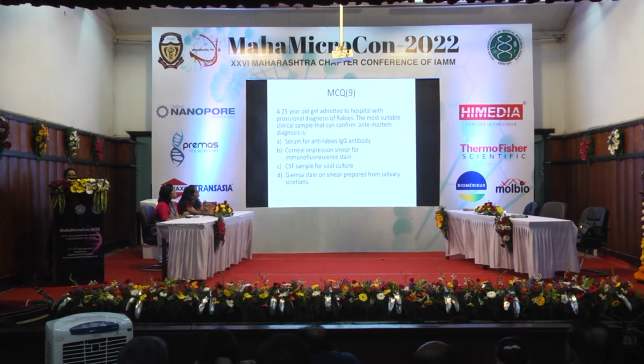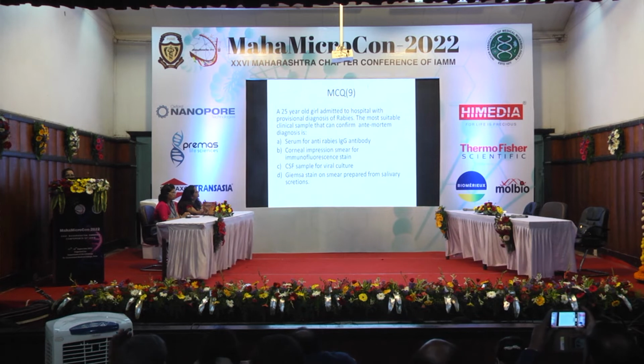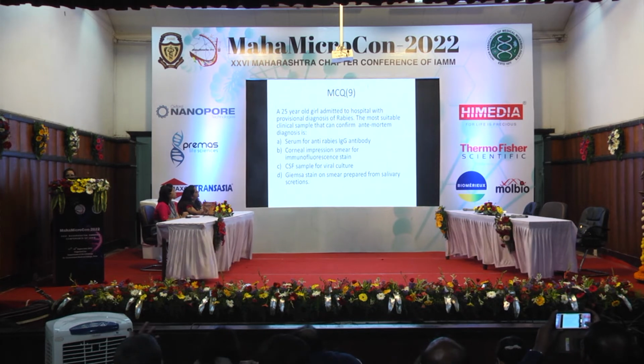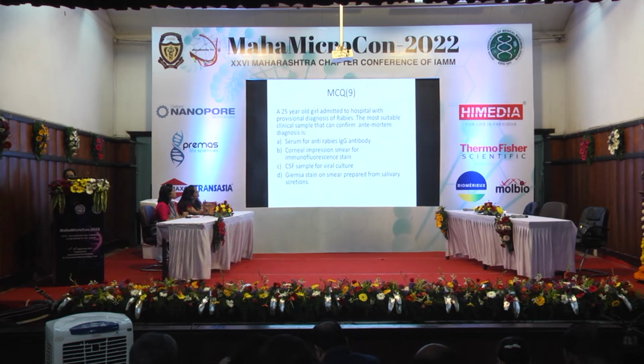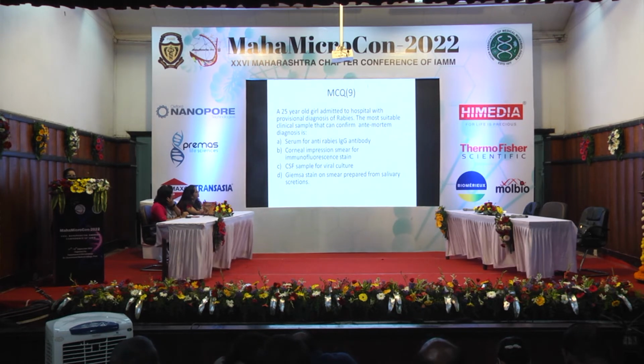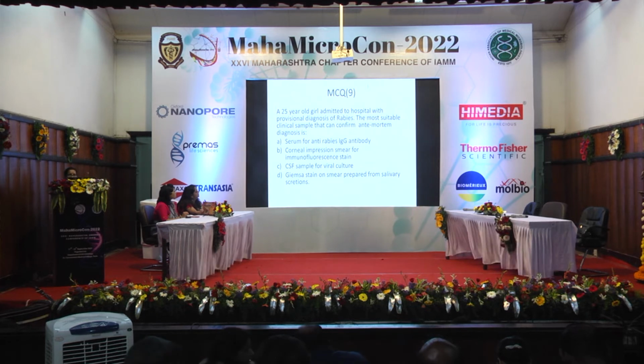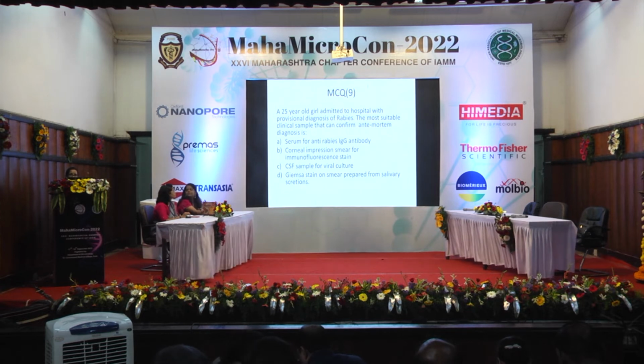A 25-year-old girl was admitted to the hospital with a provisional diagnosis of rabies. The most suitable clinical sample that can confirm ante-mortem diagnosis is serum for anti-rabies IgG antibody, corneal impression smears for immunofluorescence stain, CSF sample for viral culture, or Giemsa stain on smear prepared from salivary secretions.